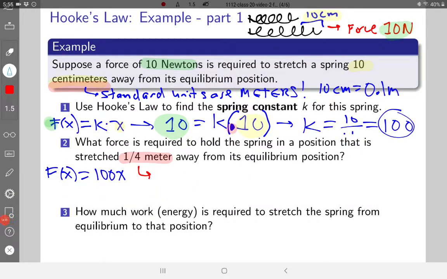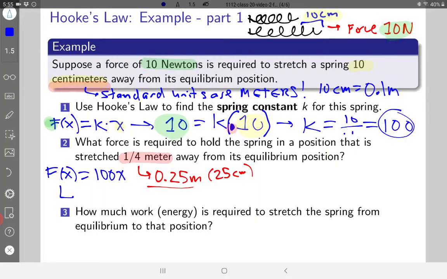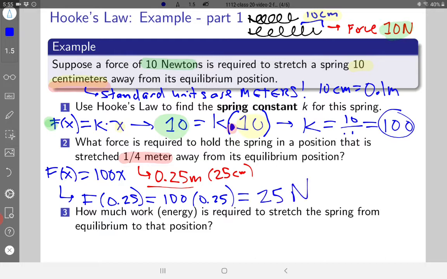So let's use the same careful thinking to approach the next question, which says, what force is required to hold the spring in a position that's stretched a quarter meter away from its equilibrium? Well, a quarter of a meter is 0.25 meters, or 25 centimeters, but I'm going to use that 0.25 number to say that the force required is what I get by plugging in 0.25 for x. And 100 times 0.25, that's 25. That's in newtons. That's the force required for me to hold the spring stretched that amount.